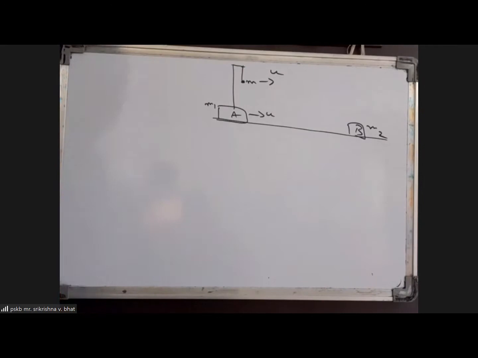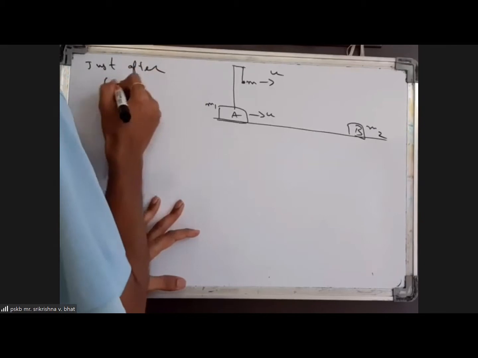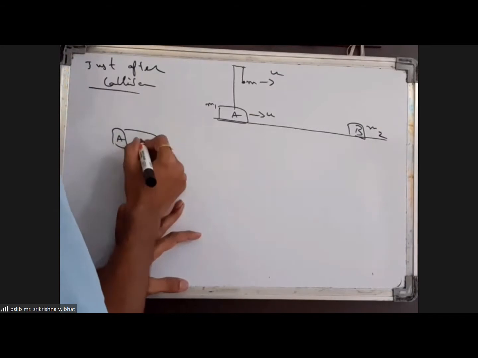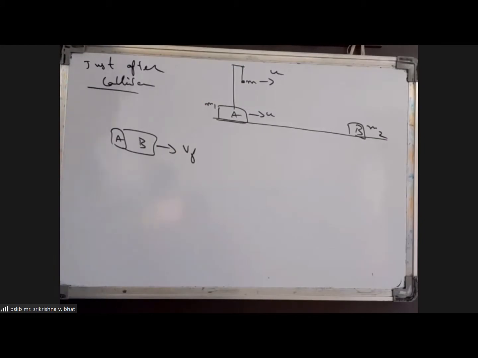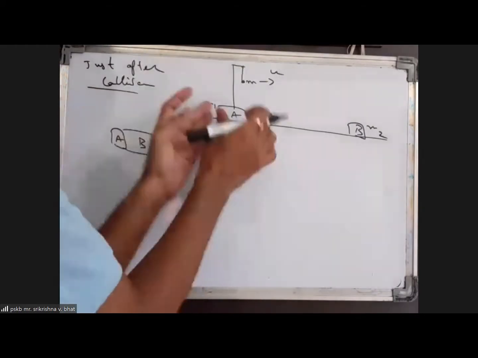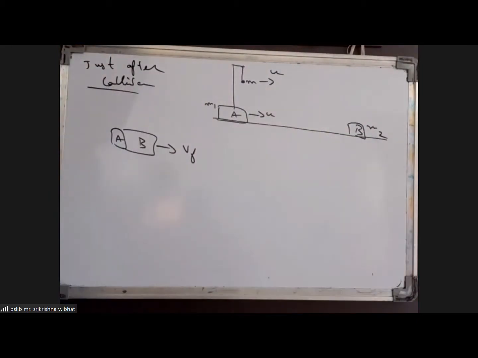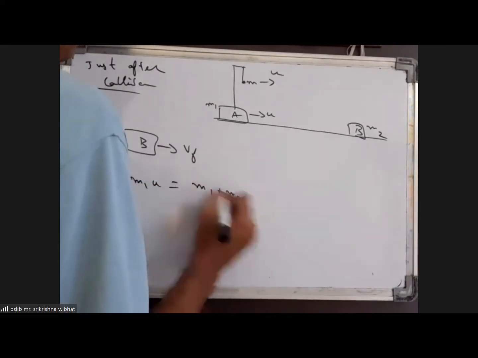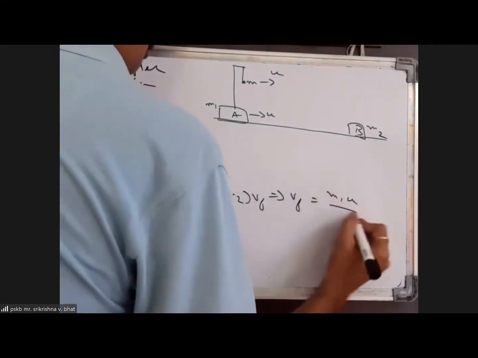Now let's consider just after the collision: both A and B together will have a common velocity Vf. We can use momentum conservation for the system of A and B. The initial momentum of A equals the total momentum of A plus B combined after the collision. So m1 into u equals (m1 plus m2) into Vf, so Vf will be m1 u by (m1 plus m2).